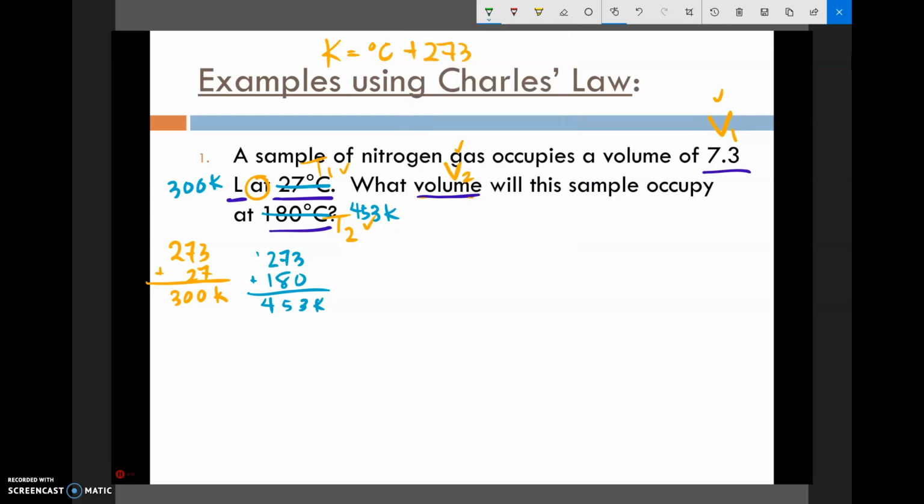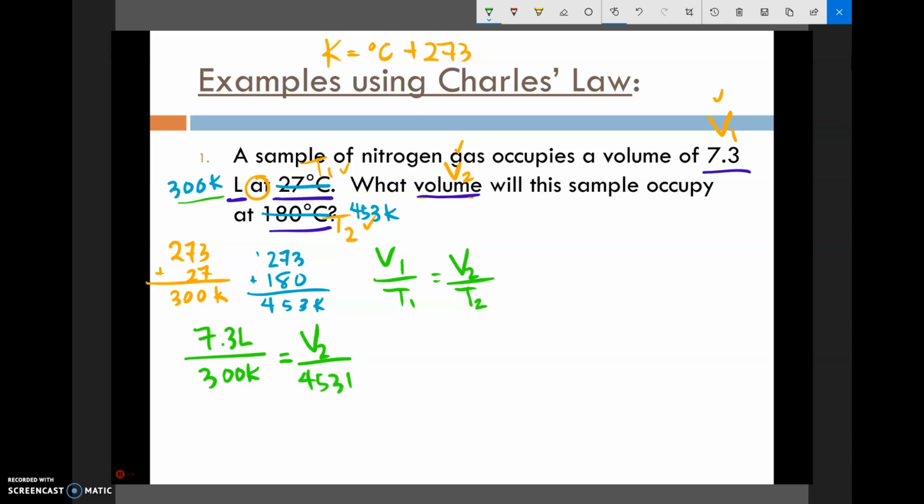Now that we have everything in the correct units, we're going to go ahead and plug everything in. So here is our equation: V1 divided by T1 is equal to V2 divided by T2. So first volume, we've got 7.3 liters over this 300 Kelvin, our T1, equals our unknown volume, which is V2, all over 453 Kelvin.